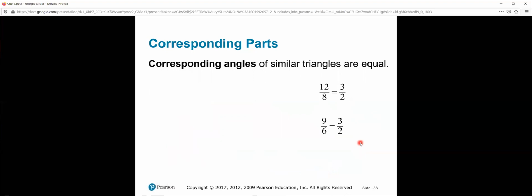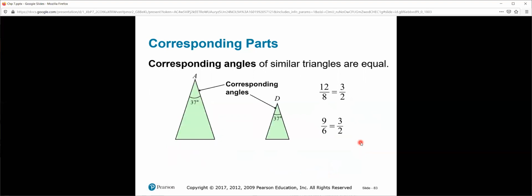Corresponding angles of similar triangles are equal because it's the same shape, just ratioed down, right? And corresponding sides, again, follow the ratio because the triangle follows the ratio. Can be useful. Again, we talked about ratios 2 chapters ago, and this is the equivalent fractions conversation, right? 12 over 8 is 3 over 2, which is 9 over 6. We've done this math. I'm just putting a picture with it.